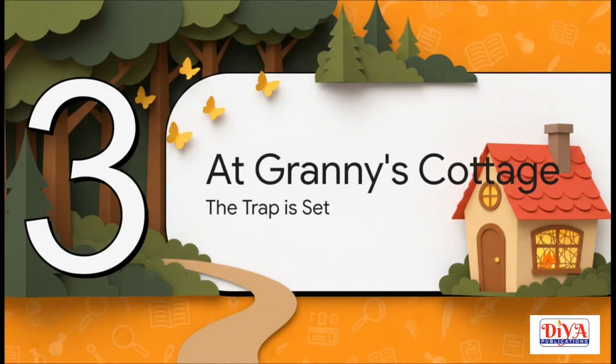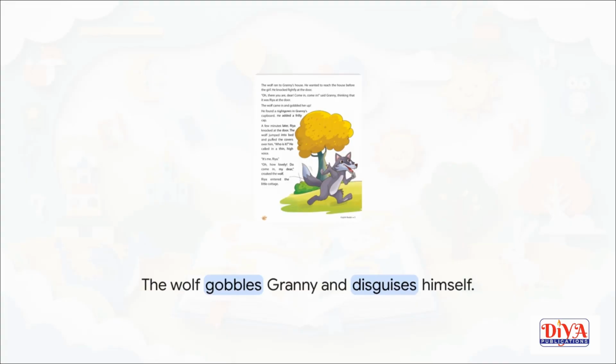Section 3. At Granny's cottage. The trap is sprung. The narrative moves fast into the confrontation phase here. The tension really ratchets up as we swap the wide-open, distracting forest for the highly confined space of Granny's cottage. The wolf is fast, and he beats Riya to the house. And the textbook does not pull its punches. It clearly states that the wolf burst in and gobbled her up.